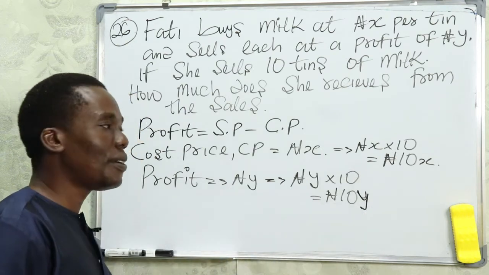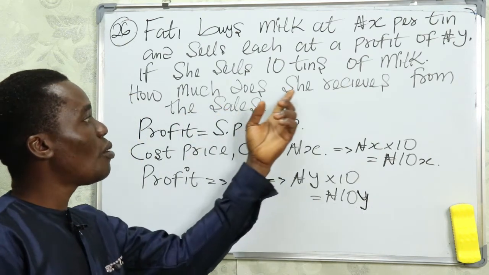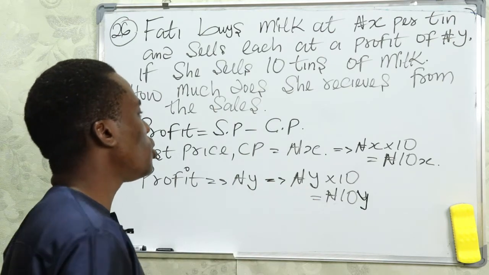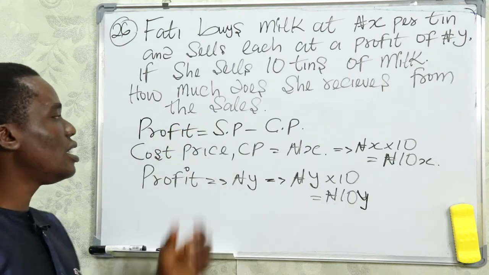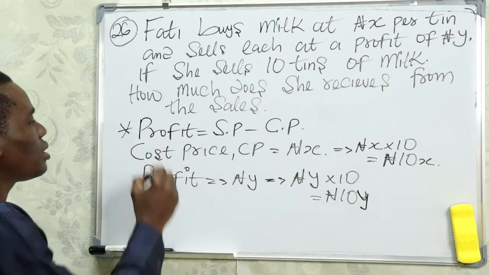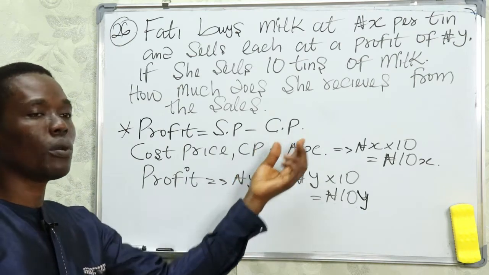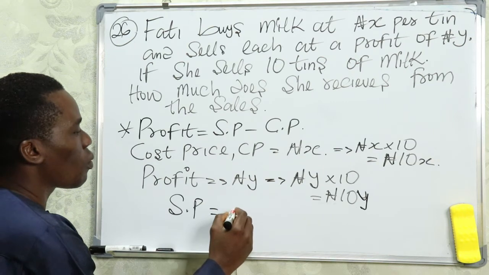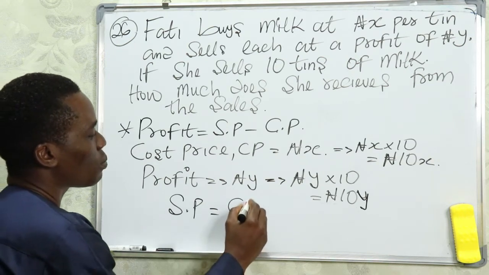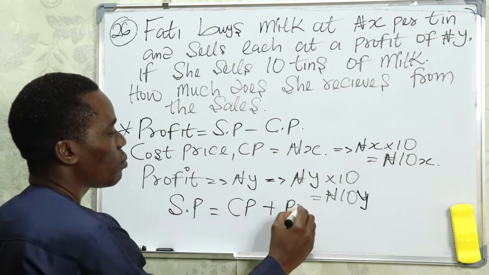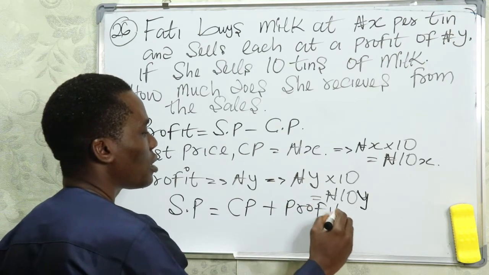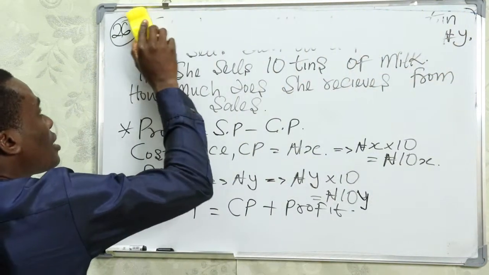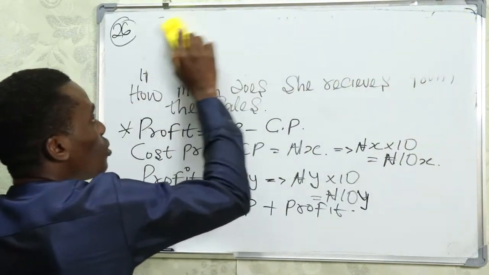So having gotten our cost price for 10 tins of milk to be 10x naira and our profit as 10y naira, all we need to do is find how much she received from the sales of those 10 tins of milk. So to get that, we've said initially that our profit is equal to the selling price minus the cost price. So our selling price will be equal to the cost price plus our profit. That is exactly what she's going to get. So let's analyze that and get our final solution.